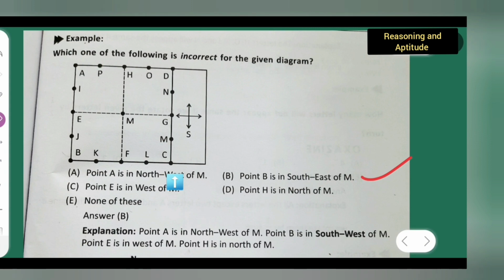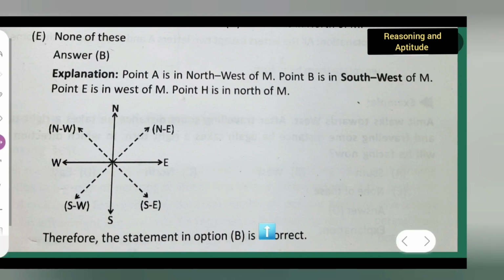Because the explanation I have given you is all here only. You all can take down the explanation. Point A is in the northwest of M. So here point A is in the northwest of M. Point B is in the southwest of M. Point A is in the west of M. Point H is in the north of M. So here point B is southwest of M.